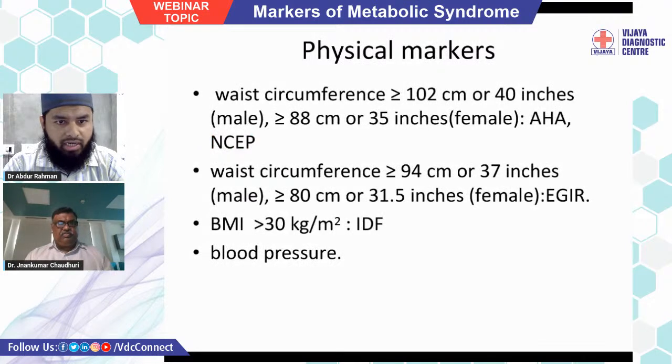Okay, next slide. Physical markers. Physical markers are those which we cannot estimate quantitatively, but qualitatively we can use. For example, waist circumference more than 40 inches in males and 35 inches in females, according to AHA and NCEP. Waist circumference more than 37 inches in males and 31.5 in females, according to EGIR. So if you keep around 38.5 or 40, then we can easily make the diagnosis on the physical parameters. BMI more than 30, according to IDF, is considered dangerous and part of metabolic syndrome, as well as high blood pressure.